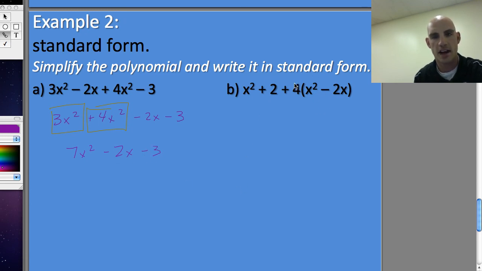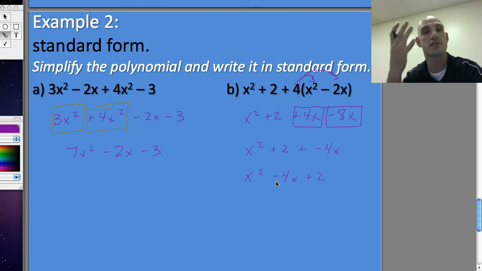Okay? And in this case, I have to distribute first. So this would be x squared plus 2 plus 4x minus 8x. And I'm going to box all the things that have like terms. And so I've got this 4x, and I've got this 8x. This is an x squared, so it's not the same as x. And so I can combine these. So I've got x squared plus 2 plus 4x minus 8x will be plus a negative 4x. And now I can rearrange them. x squared minus 4x plus 2. I reordered them in standard form.